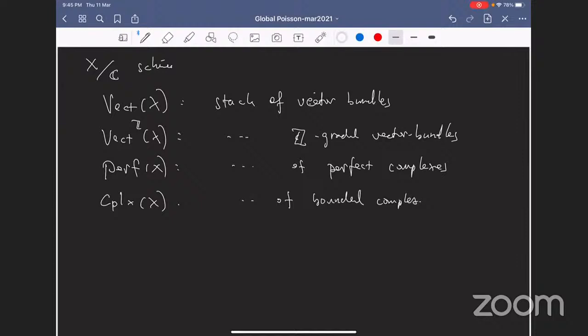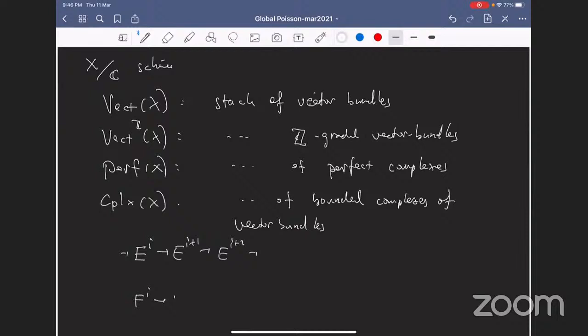complexes of vector bundles. Okay, so it might be a little bit confusing what is the difference between the third one and the fourth one. Let me just explain. So a bounded complex of vector bundles just means an object like this. It is a bounded complex from left and right, and each element is a vector bundle. Okay, so apparently the object looks the same as the third stack. However, the notions of isomorphism are different.